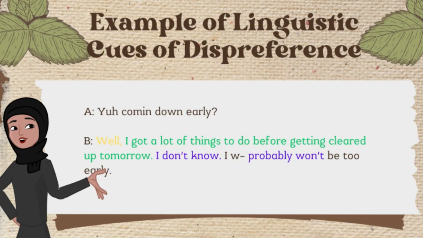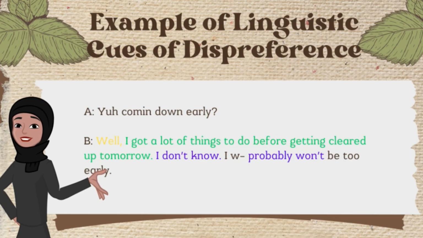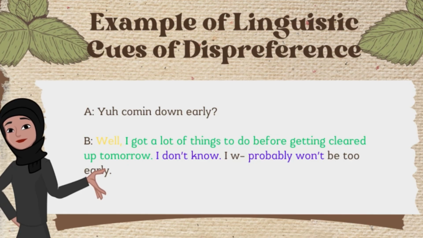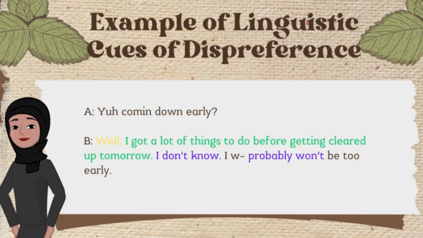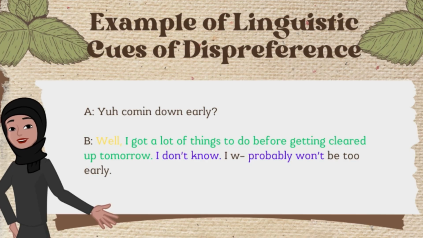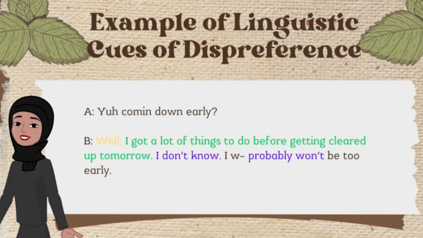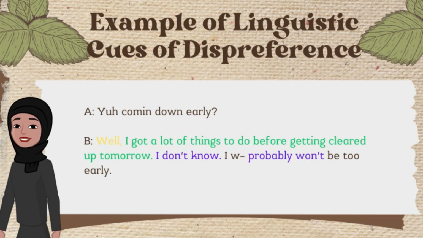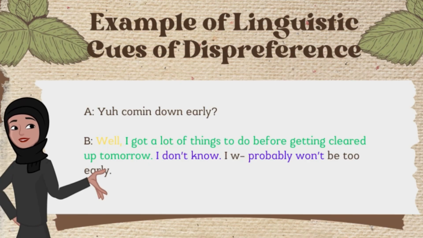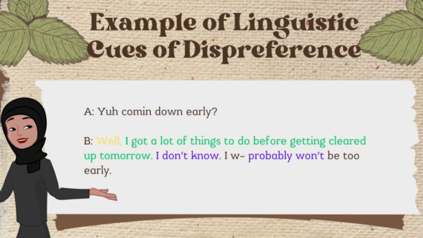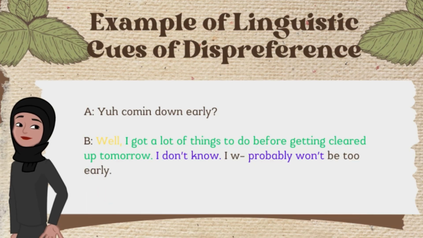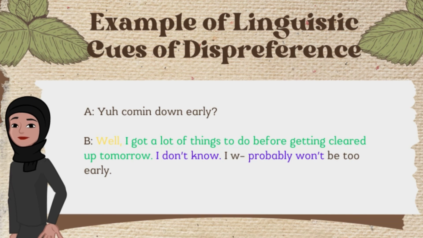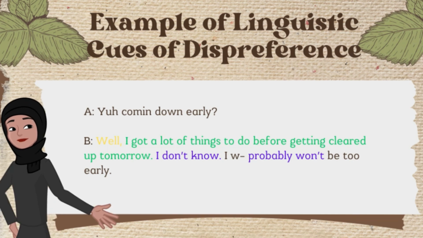Last but not least, we're going to see the example of linguistic cues of this preference. "You coming down early?" "Well, I got a lot of things to do before getting cleared up tomorrow. I don't know, I probably won't be too early." So this means that, well, is the delay or the turn initial marker. And then, I got a lot of things to do before getting cleared up tomorrow, is the account. Finally, we have, I don't know, probably won't. That is the hedges.